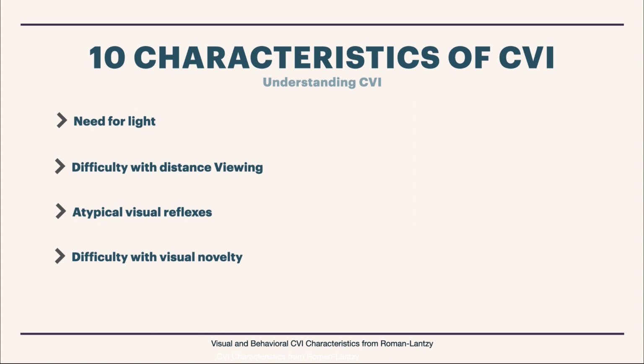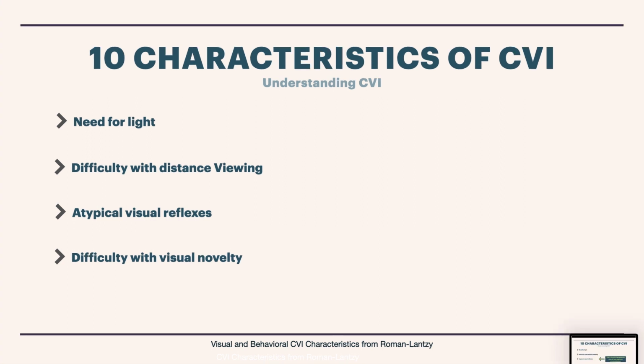Difficulty with visual novelty refers to how difficult new items or places can be for children with cortical visual impairment. Often, children have a favorite toy and have no interest when new items are given to them. An individual may need a large number of opportunities with a new target before it becomes familiar to them. This characteristic is related to the ventral stream visual pathway. The child needs to access their what vision to process the new target successfully.